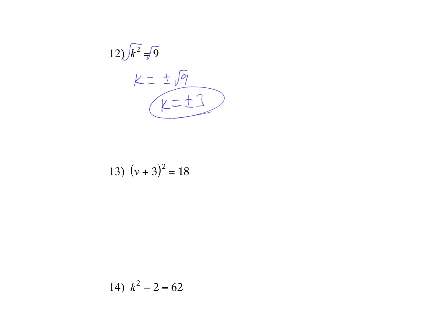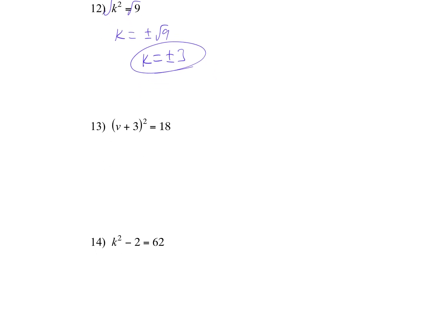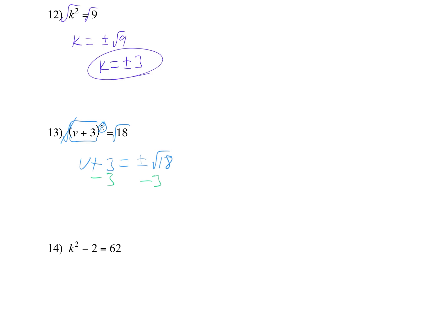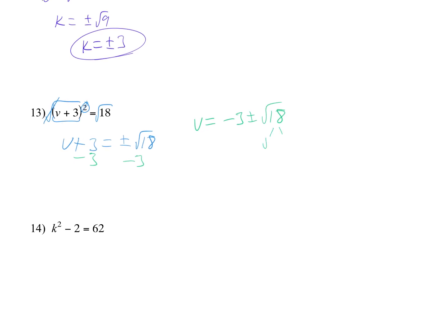And the next one. Again, the squared term is already by itself. Our squared term here is this v plus 3. This is the thing that's being squared, so we just want to take the square root of both sides, immediately cancel out that square. So we get v plus 3 equals plus or minus the square root of 18, and then you just want to subtract that 3 on both sides. So we get v equals negative 3 plus or minus the square root of 18, and then simplify the square root of 18. This can become the square root of 9 and the square root of 2. So we get v equals negative 3 plus or minus 3 square root of 2. And there's your answer.